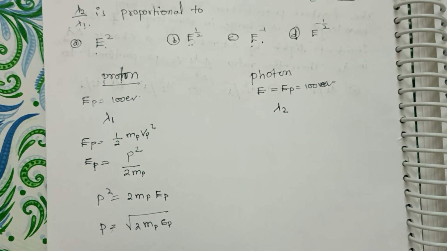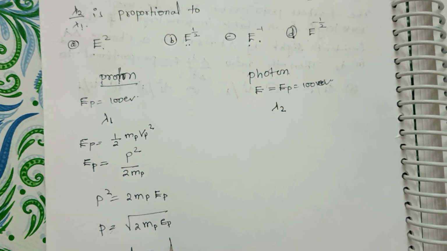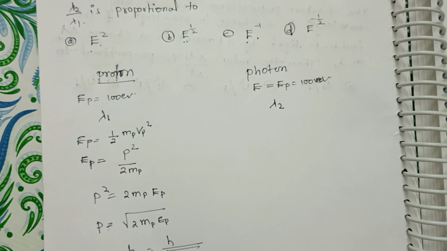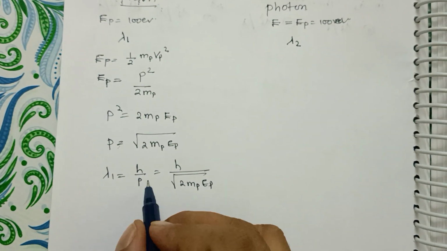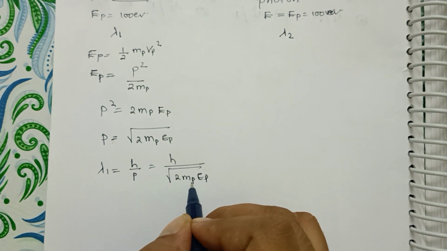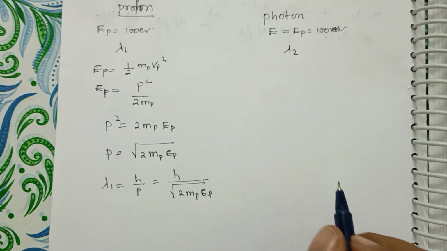So lambda 1 is equal to h by p. I could write h by root of 2 mp Ep. That is what I can write.